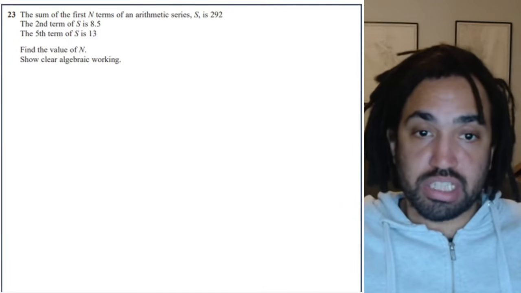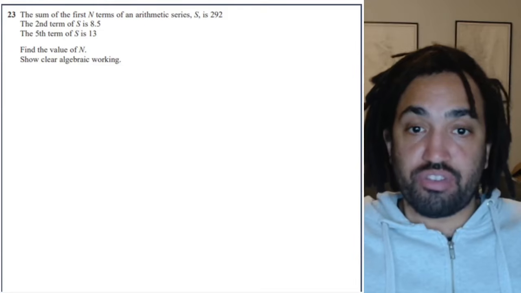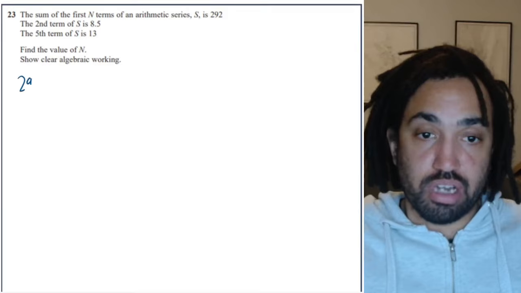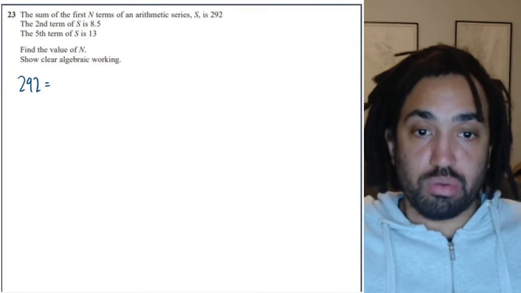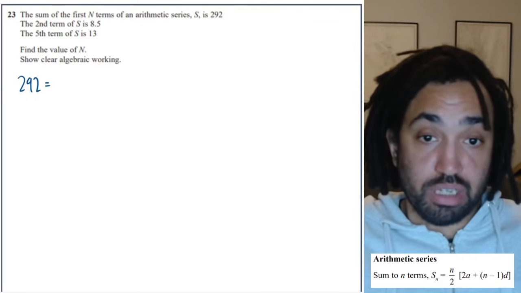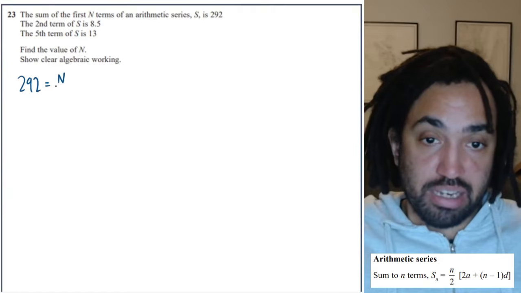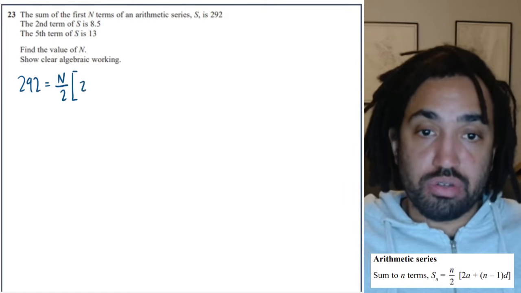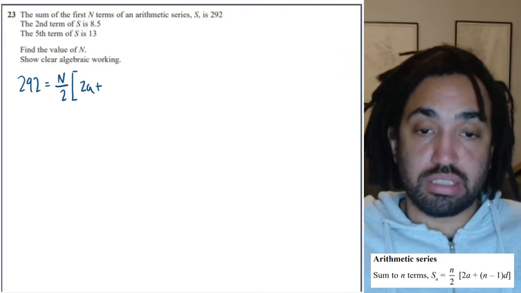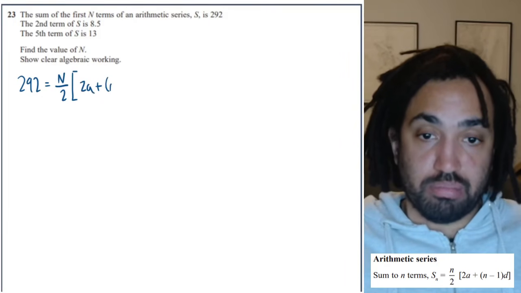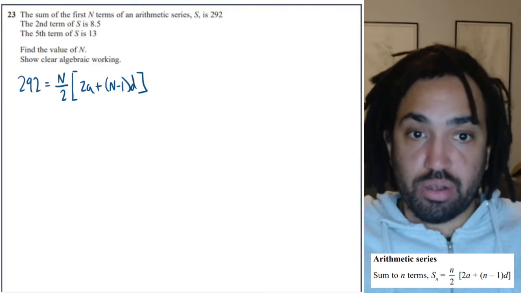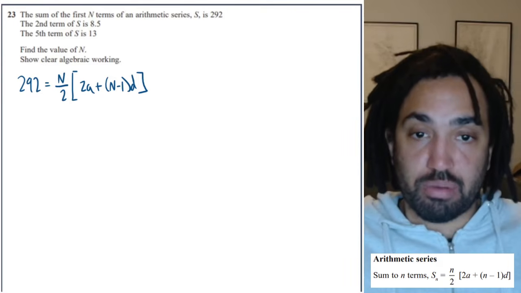So again, challenging. And it says the sum of the first n terms is 292. So I'm going to write 292 is equal to the summation formula, which is the position n over 2 times a plus n minus 1 d. Okay, what do we know? We know the second term, the fifth term, and we have those.